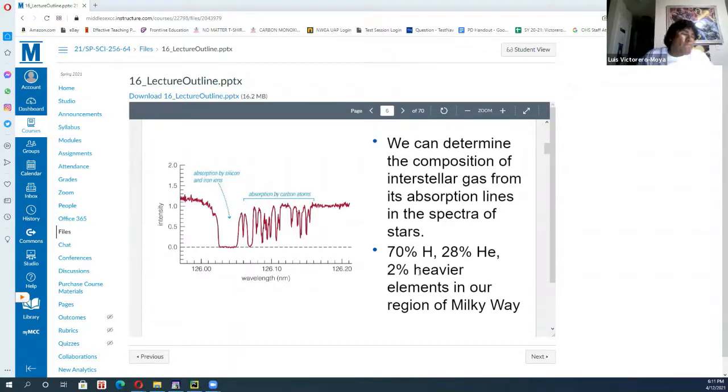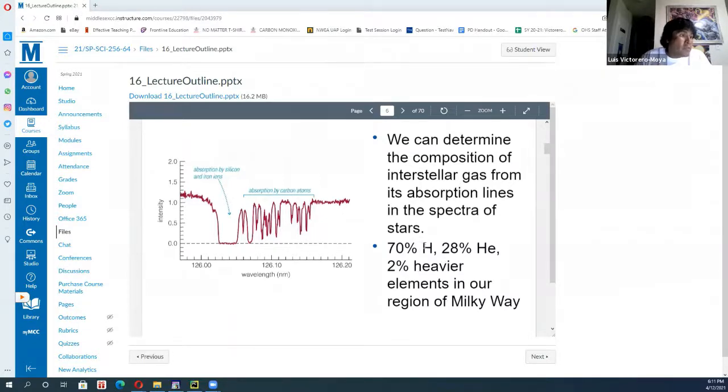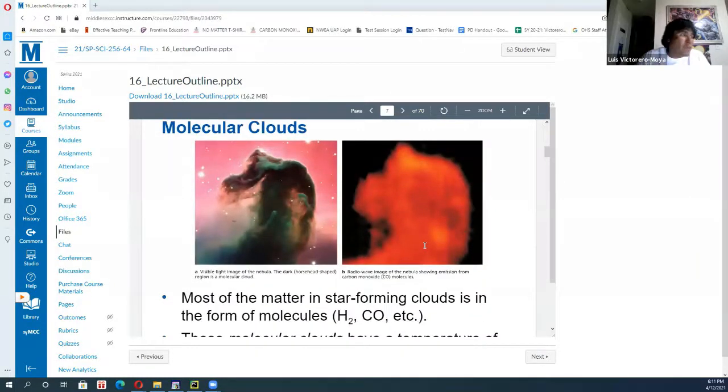So temperature is related to the average motion of particles. But the thing about these clouds, or molecular clouds in the interstellar medium, which, for example, this is the Horsehead Nebula in Orion, okay? They have very low temperatures. They can go from 10 to 30, maybe 100 kelvins, which is minus 200 or minus 173 Celsius. It's very, very cold.